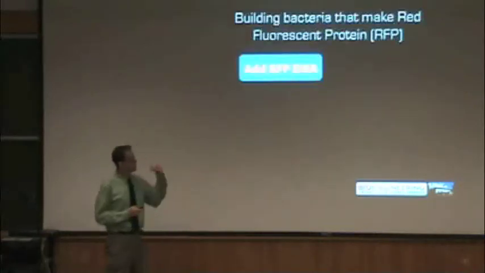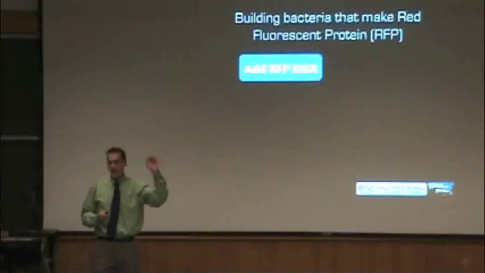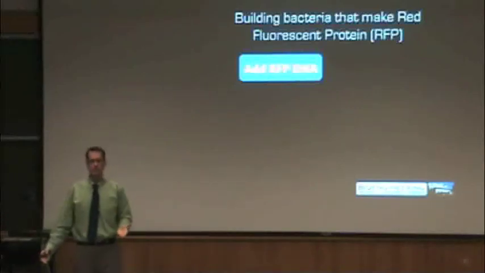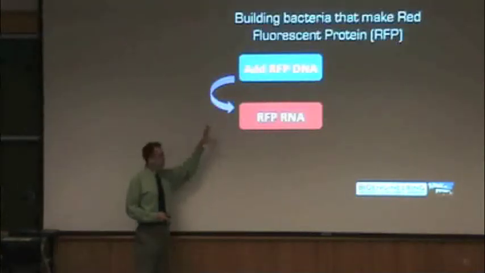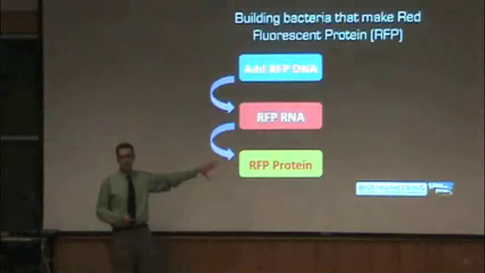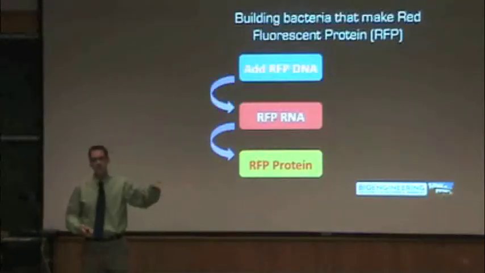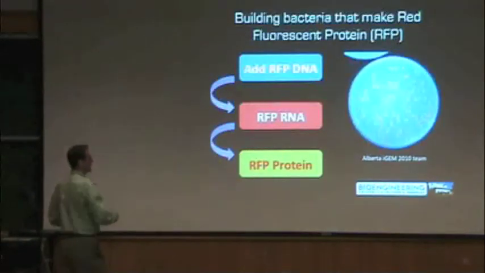And in that case, I would simply want to add the DNA that's necessary and sufficient for RFP to be made. That is going to get made into an RNA that says, hey guys, make RFP. And then RFP protein will appear. So if I do that, I get something like this.